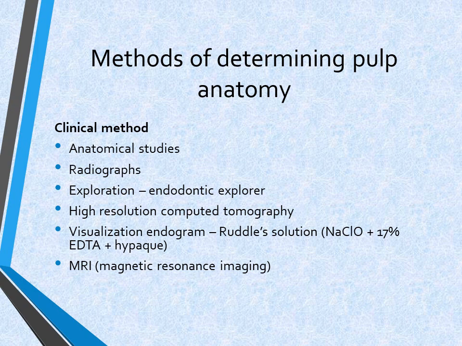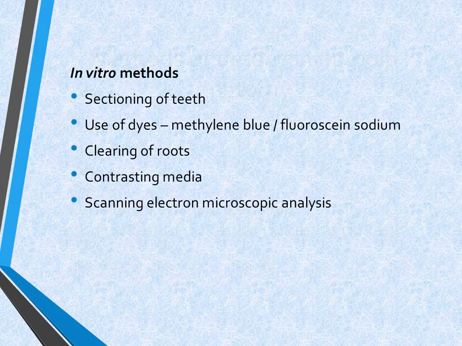Then of course you have your recent advances, that is your CT scans and your MRI, where you can get three-dimensional images, so you can appreciate your root canal anatomy better. You can create an endogram, where you just have to inject a dye. In this case it is Ruddle solution, and then when you take a diagnostic image, you will be able to see where the dye has spread, and then you will be able to appreciate the root canal anatomy better.